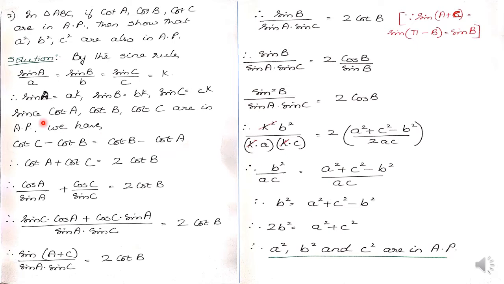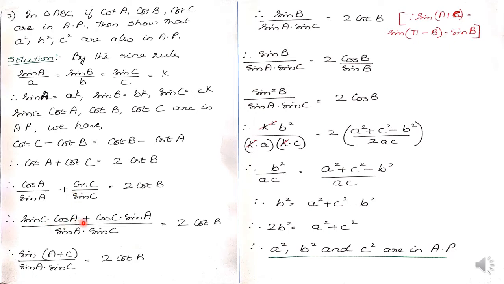So here we have cot C minus cot B is equal to cot B minus cot A, because cot A, cot B, cot C are in AP. Rearranging the terms, we get cot A plus cot C is equal to 2 cot B. Remember, cot is cos upon sin. So on the LHS, we get cos A upon sin A plus cos C upon sin C. For now, we keep the RHS as it is. We don't modify this RHS as of now.